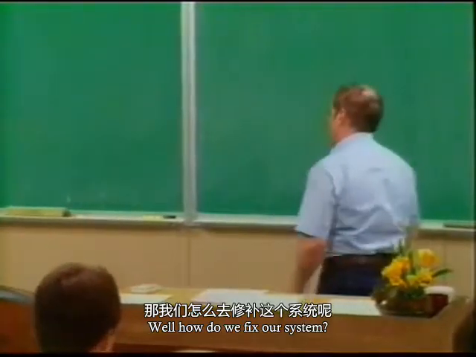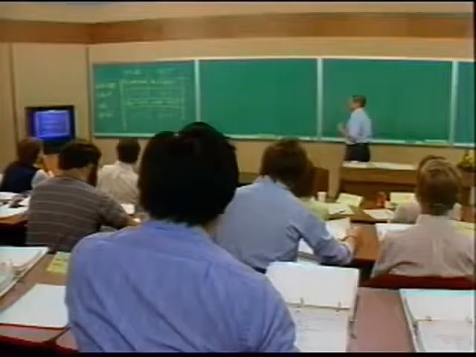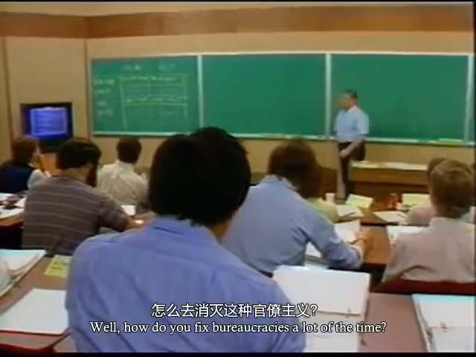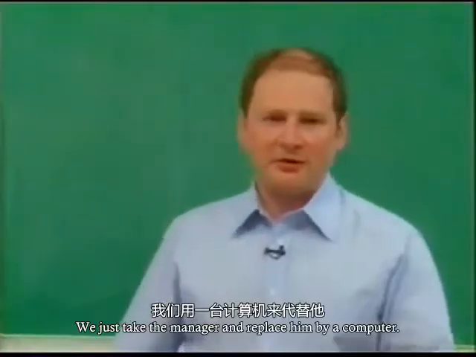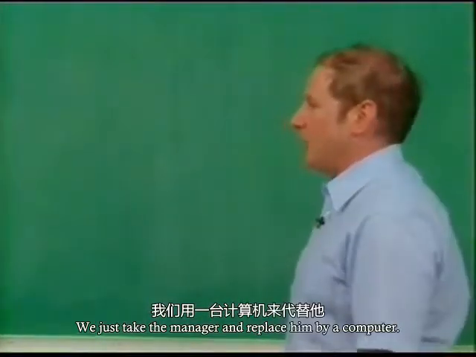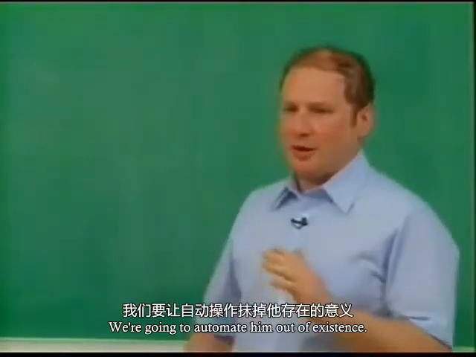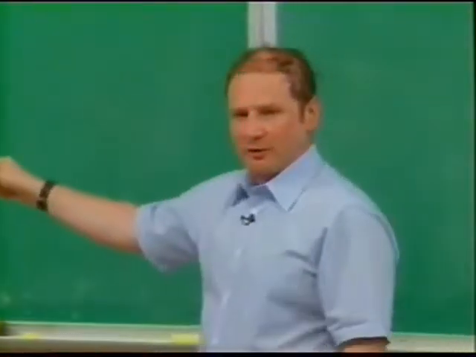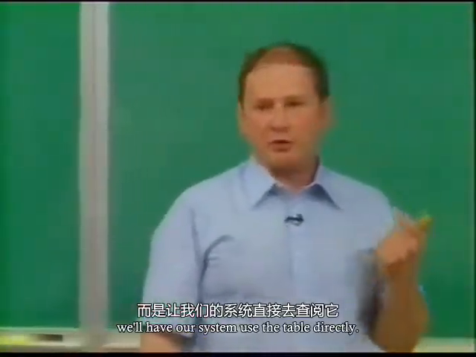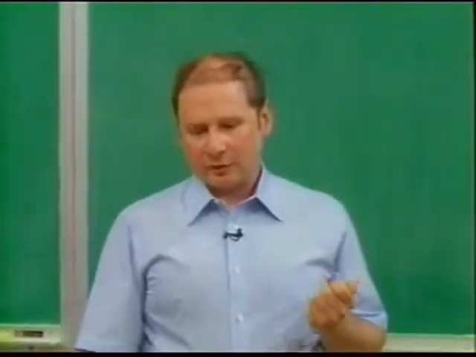Well, how do we fix our system? Well, how do you fix bureaucracies a lot of time? What you do is you get rid of the manager. Right? We just take the manager and replace him by a computer. We're going to automate him out of existence. Namely, instead of having the manager who basically consults this table, we'll have our system use the table directly. Now, what do I mean by that?